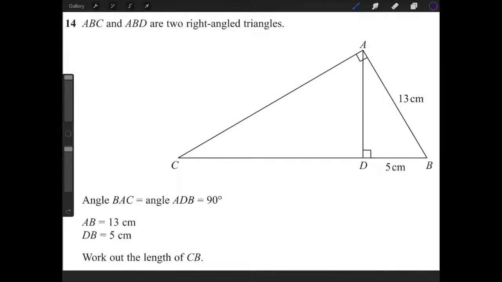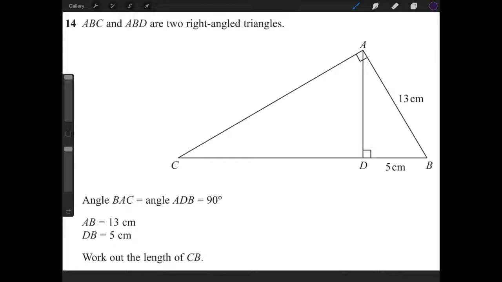At first glance, this question looks like it's going to be quite a complicated one, but with a little bit of concentrating on it, you can actually find out that it's a lot more simple than it first appears. Okay, now if you look, the question says that ABC and ABD are two right angled triangles.